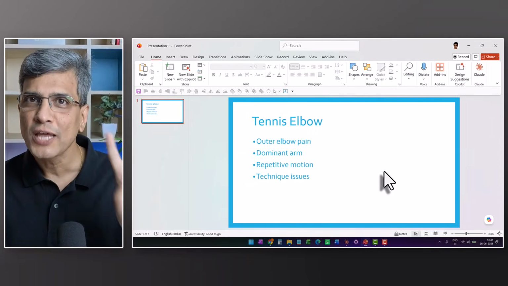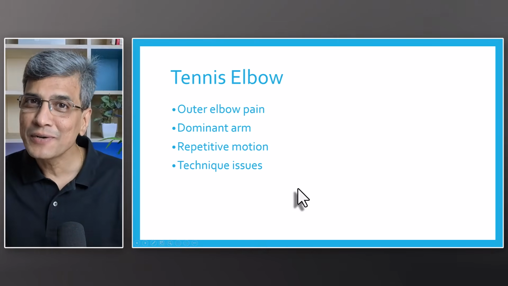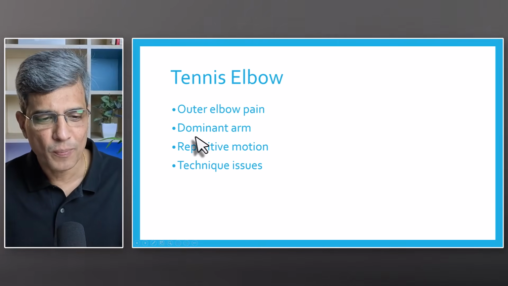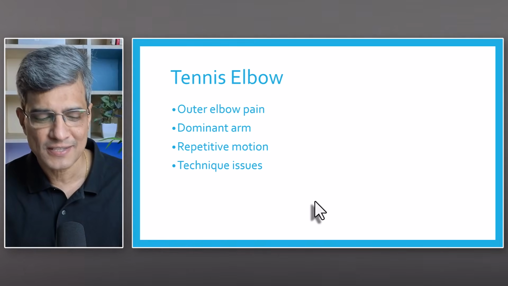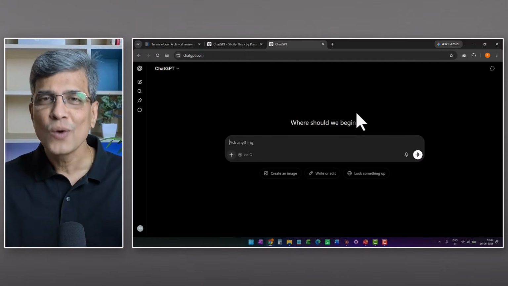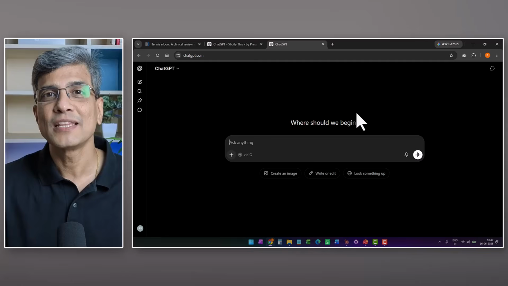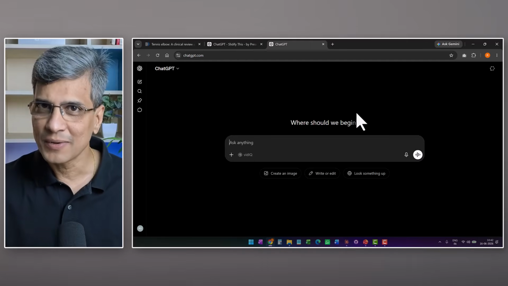Normally, I see two types of bullets. One is this cryptic bullet point style, like say outer elbow pain, dominant arm, etc., which doesn't really give anything to the listeners. Or you get the wordy bullets, which are complete in itself, making the presenter redundant. I wouldn't recommend that either.